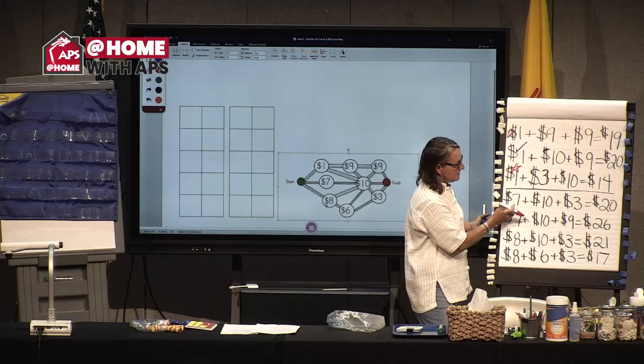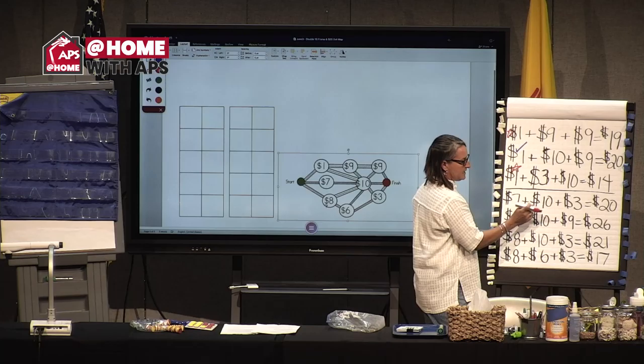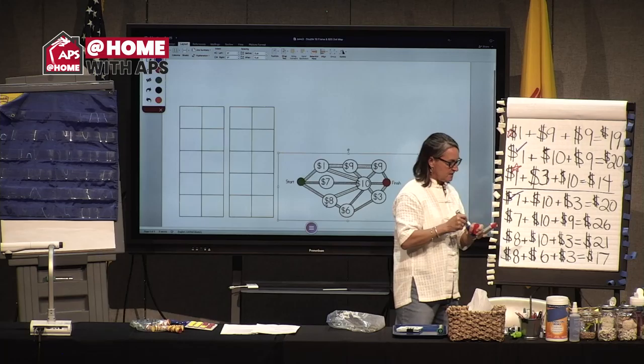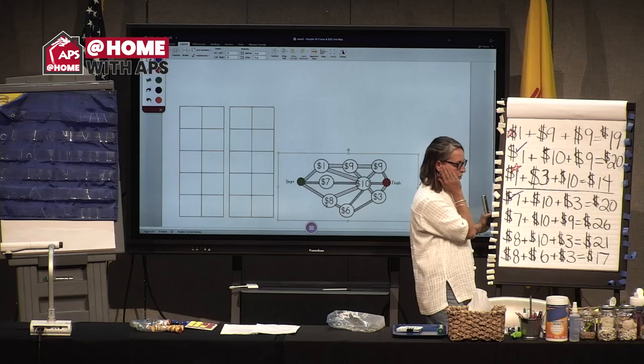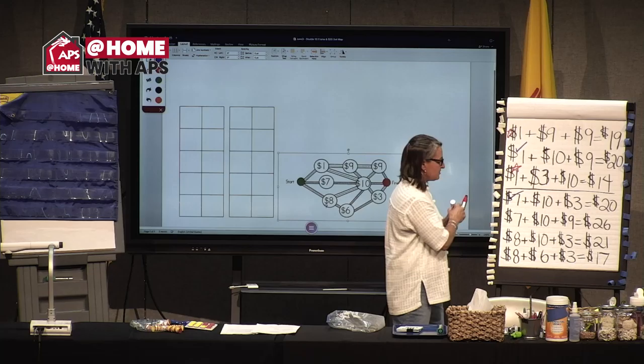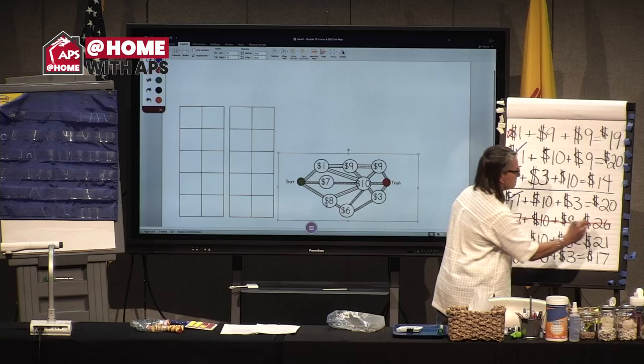All right. 7 plus 10 plus 3, we've made a 7 and a 3 is our 10, and another 10 is 20. This one gets a check. We did a good job there. Next, we have our 7 plus 10 plus 9. Whew. Well, right here, this is 19, almost 20, and 7 more gives us that 26. So this one, too expensive, that route. We can't take it.